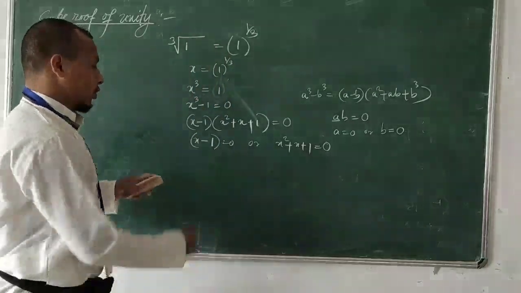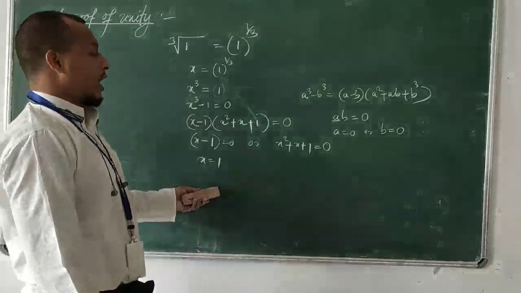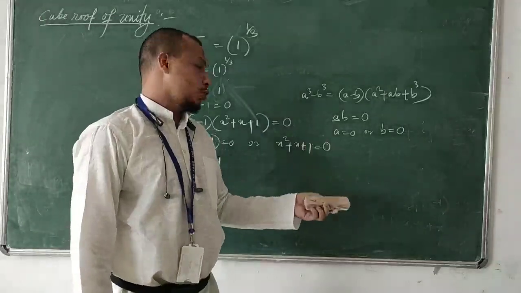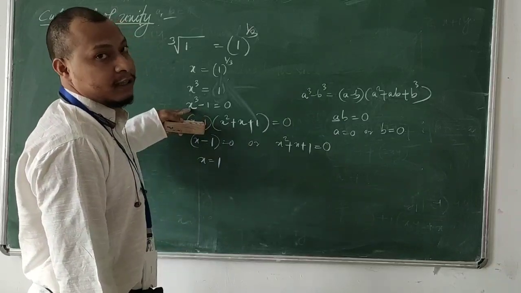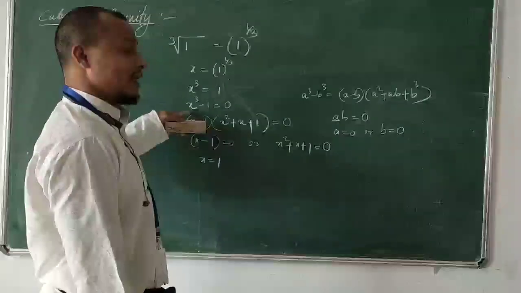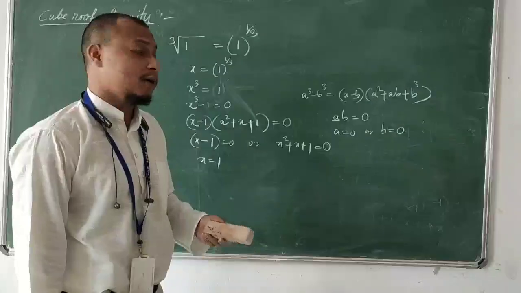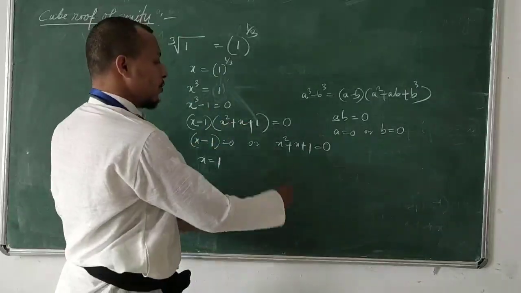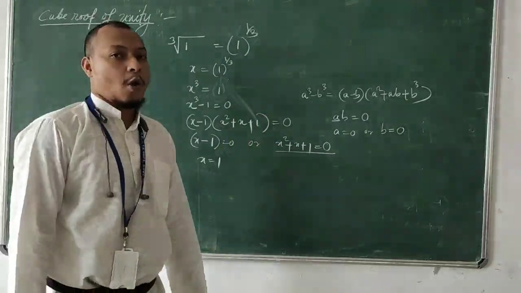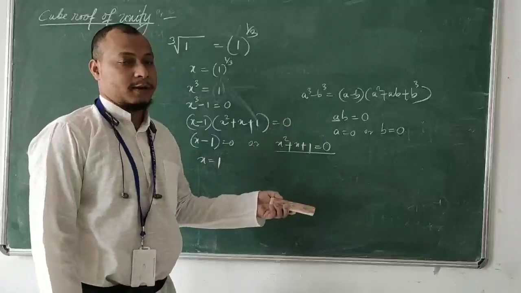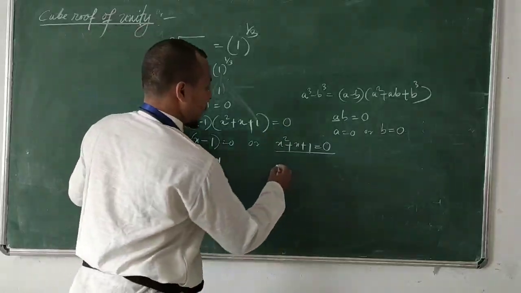So here what we got? x is equal to 1. This is one root. And we need to find the other two roots, because this is a polynomial of degree 3. If it is a polynomial of degree 3, then we will have 3 roots. I don't know in which field, but we will have 3 roots. Now you focus on these equations, these quadratic equations. We know that if a quadratic equation is given, then how to find the roots? We know one formula.